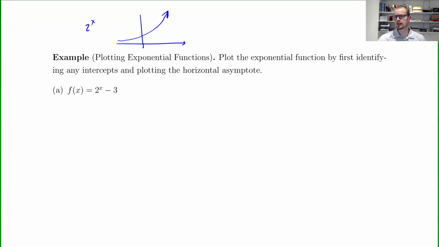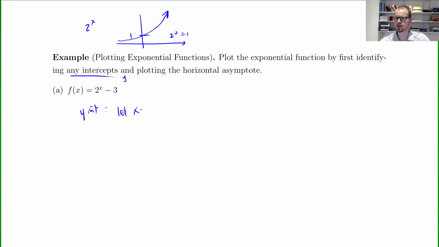All right, 2 to the 0 is equal to 1. So kind of our base case or standard for all exponential functions, no matter what the base is, is that it crosses the y-axis at 1. And that's really the intercept that we're interested in, the y-intercept. So here I say any intercept, but really we're interested in the y-intercept specifically. So the y-intercept is given where x is equal to 0.